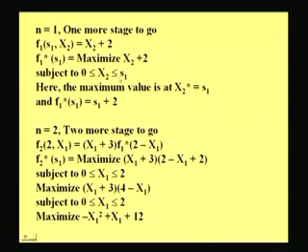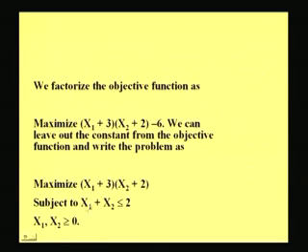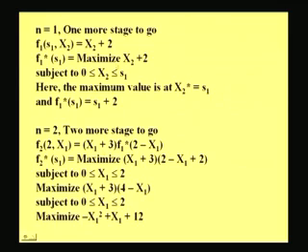Now this s1 is greater than or equal to 0 because if you go back here, both x1 and x2 have to be greater than or equal to 0. So if we give an allocation x1 greater than or equal to 0 and less than or equal to 2, the balance s1 will have to be greater than or equal to 0. So 0 less than or equal to x2 less than or equal to s1 is applicable here. Similarly 0 less than or equal to x1 less than or equal to 2 is applicable here.